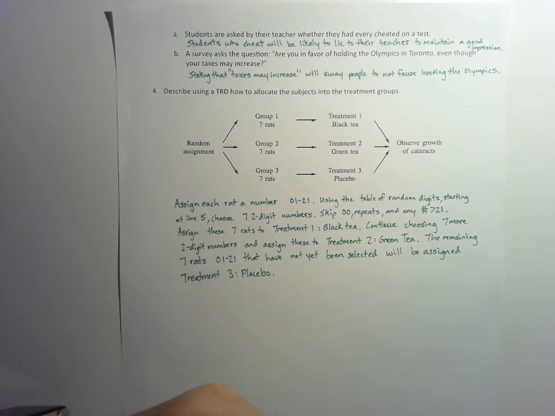Assign these 7 rats to treatment 1, black tea. Continue choosing 7 more 2-digit numbers and assign these rats to treatment 2, green tea. And the remaining 7 rats, 01 to 21, that have not yet been selected will be assigned treatment 3, placebo. So I hope that helps.